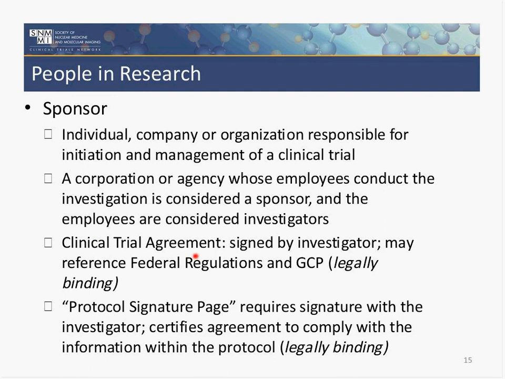A clinical trial agreement is a document that's signed by an investigator, and it is an agreement between the sponsor and the investigator. It's actually a legally binding contract, and so most sponsors will not initiate a clinical trial until there is a contract in place. An additional document that the sponsor asks an investigator to sign is the protocol signature page. That actually certifies that the investigator will comply with the information within the protocol and will not do things that are not in the protocol.